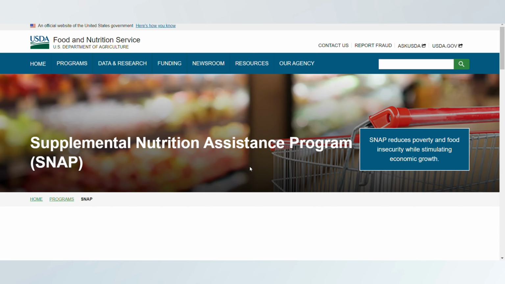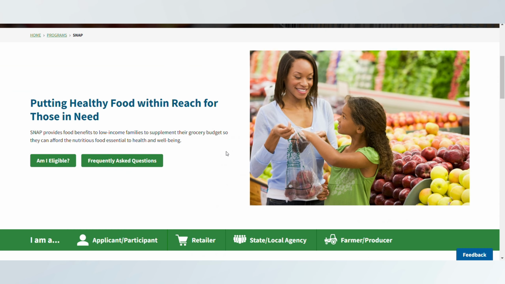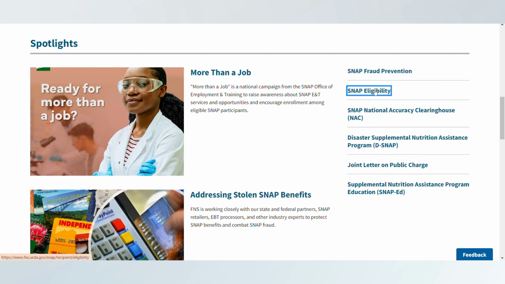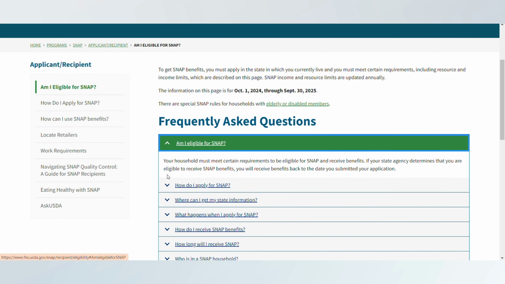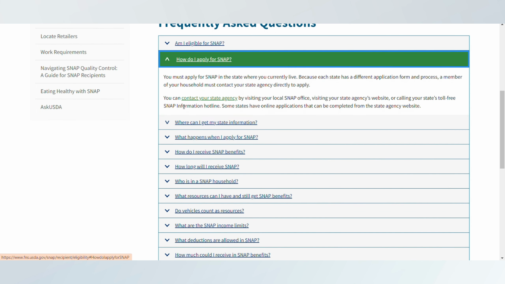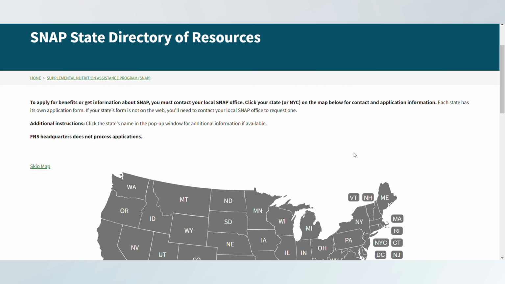To apply for food stamps, visit your state's Department of Social Services or Human Services website. Most states offer online applications, and you can also apply in person or by mail. You'll need to provide information about your household income, size, and expenses.